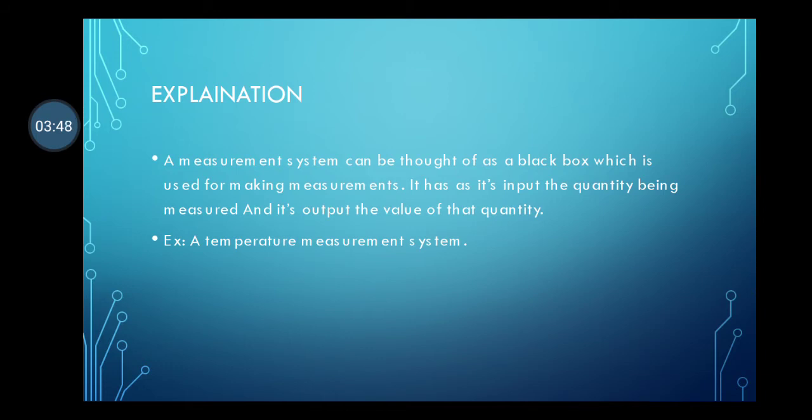A measurement system can be thought of as a black box which is used for making measurements. It has as its input the quantity being measured, and its output the value of that quantity. Example, a temperature measurement system.